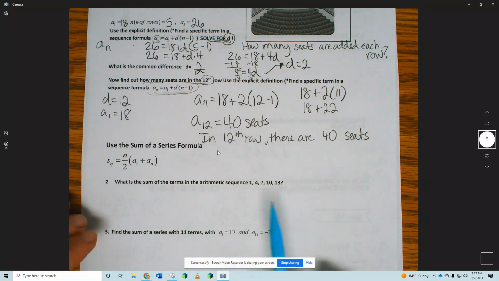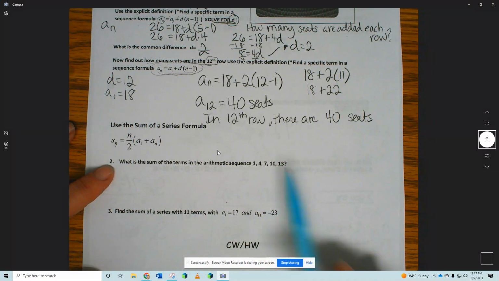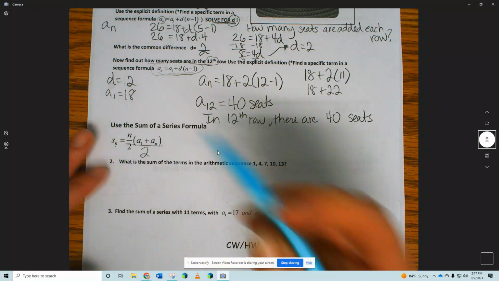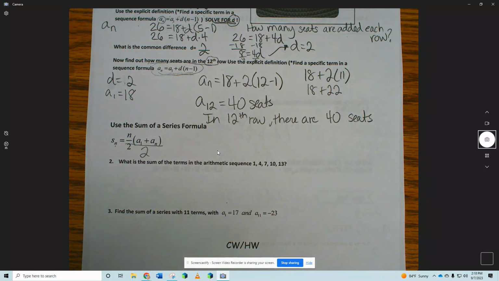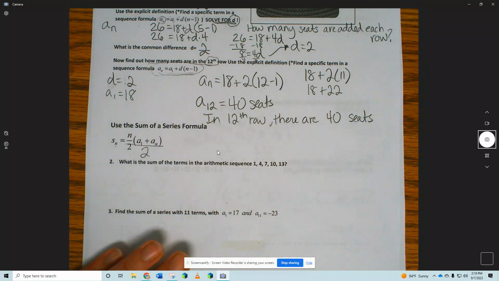All right, number 2. Super short. What is the sum of the terms? Remember, I like the formula to have a giant 2 on the denominator instead of the 2 in front. That's my version. I like that better. So, can you please do number 2? Super quick. I'll give you like 30 seconds. Add them up, calculator, or in your head.